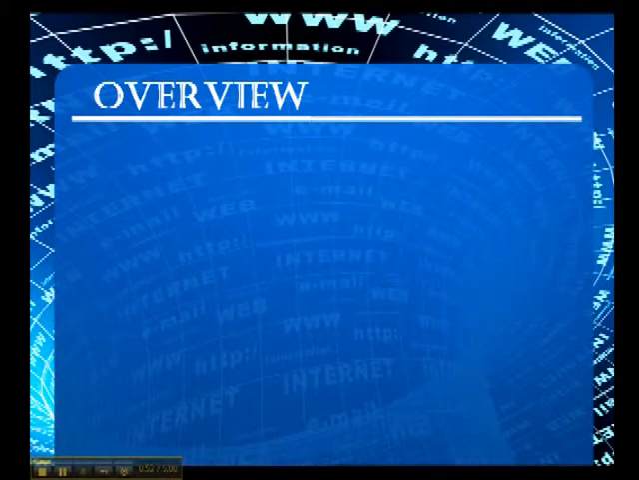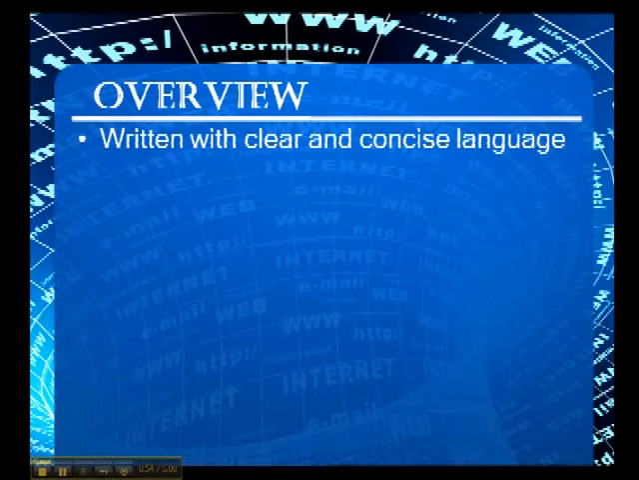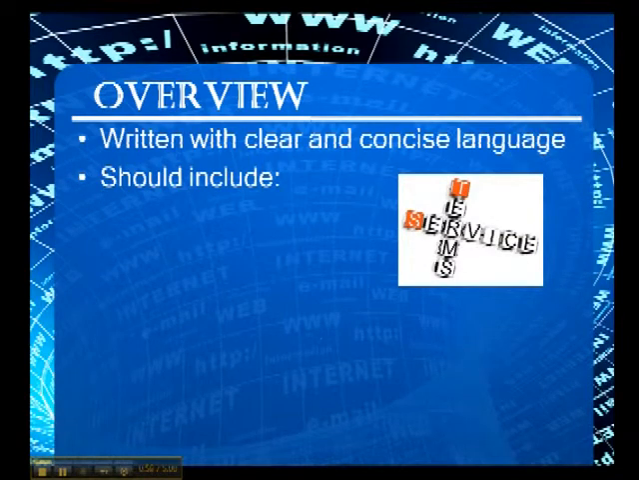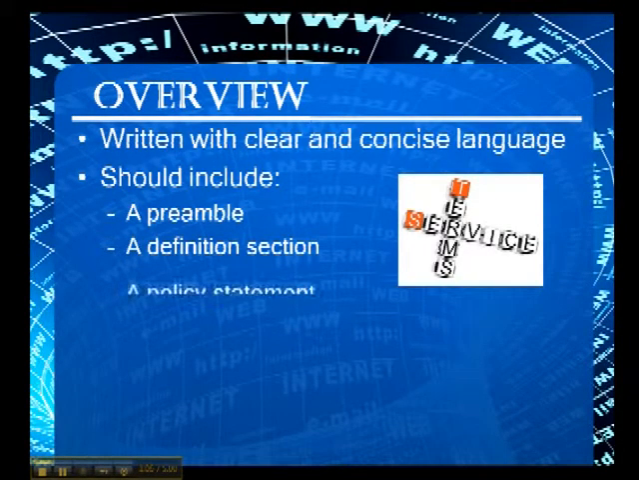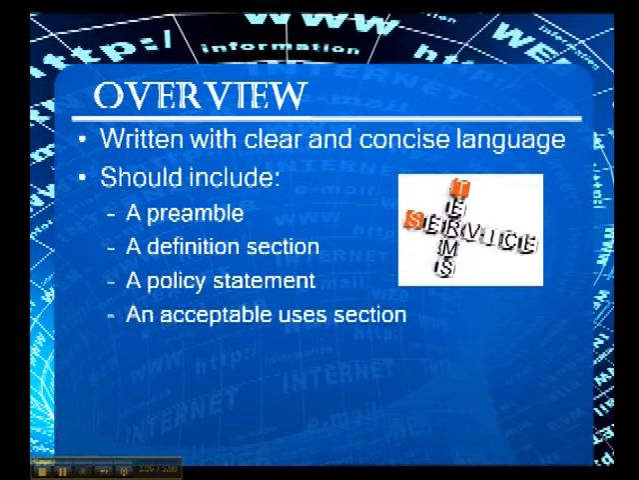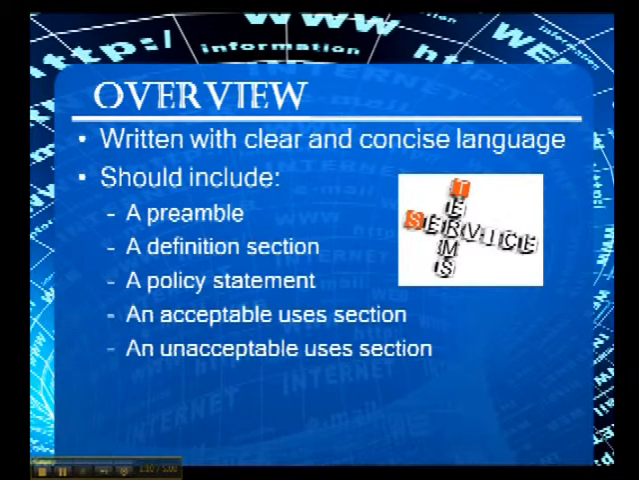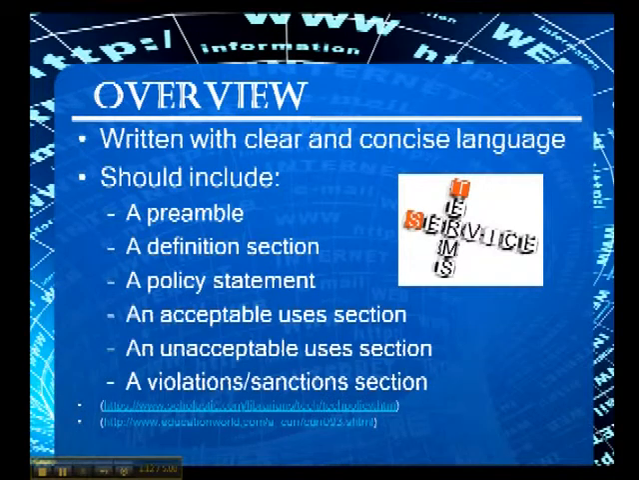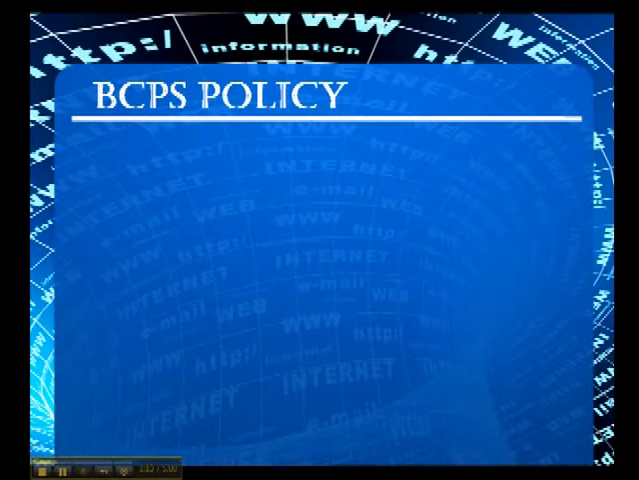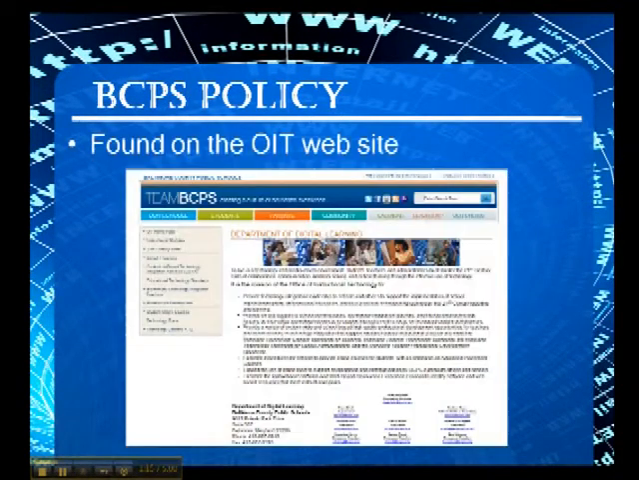Scholastic states that AUPs should be written with clear and concise language so that all users understand exactly what is required of them. A typical AUP will include most or all of the following components, as suggested by the National Education Association: a preamble, a definition section, a policy statement, an acceptable uses section, an unacceptable uses section, and a violations or sanctions section.